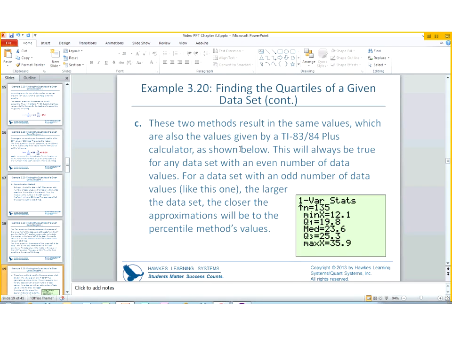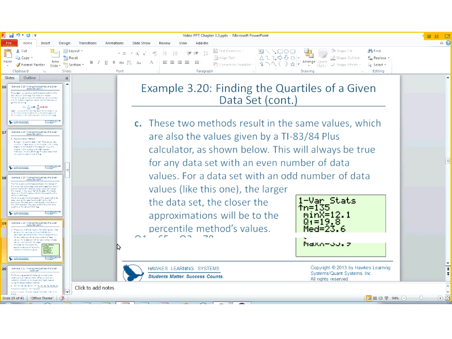Or you can use your TI-83. If you go into your TI-83, you go Stat, Edit, and you put all your data in there, which I really wouldn't do for a data set this big. Then you hit Stat again, go over to Calc, hit Enter, and Enter. If you go towards the bottom of it, you'll see N is 135, min X is 12.1. That means your minimum value. Q1 is 19.8, your median is 23.6, Q3 is 25.3, and your maximum value is 35.9. This is called the 5-number summary.